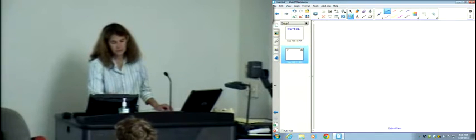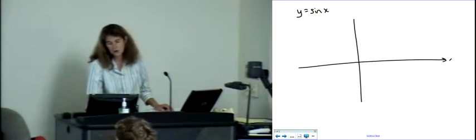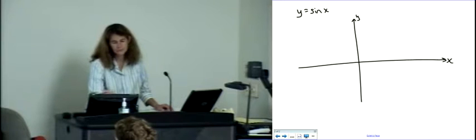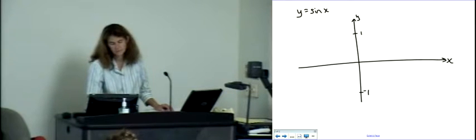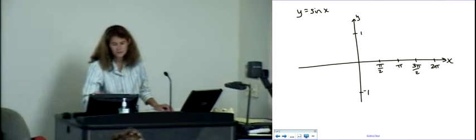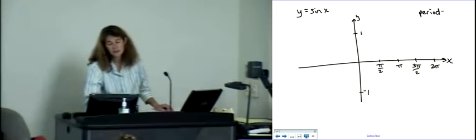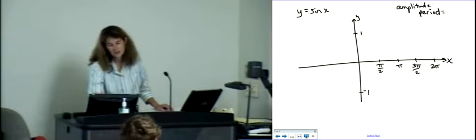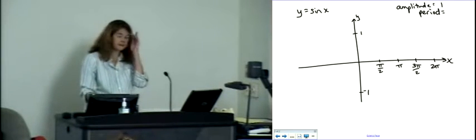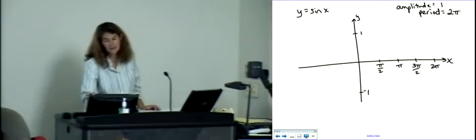So, y equals sine x. What do you know about the graph of y equals sine x? The amplitude will be 1. And the period would be 1 as well. Period is 1x? No, not quite. Amplitude's 1. Period is 2 pi. Okay, the period's 2 pi.